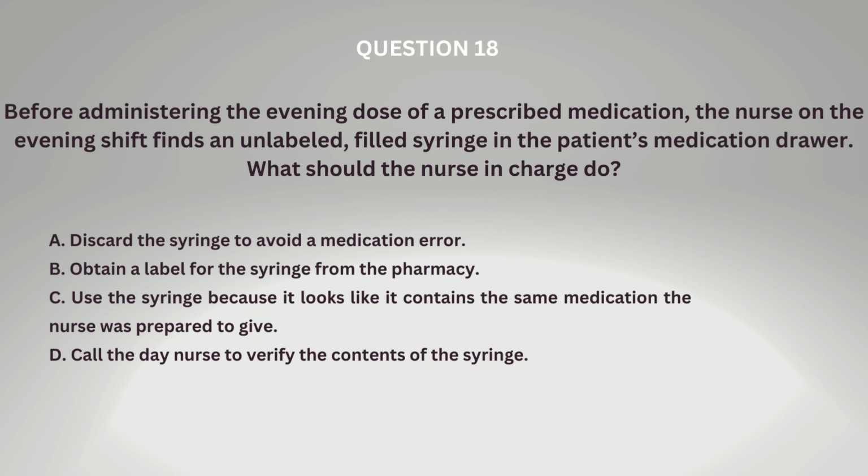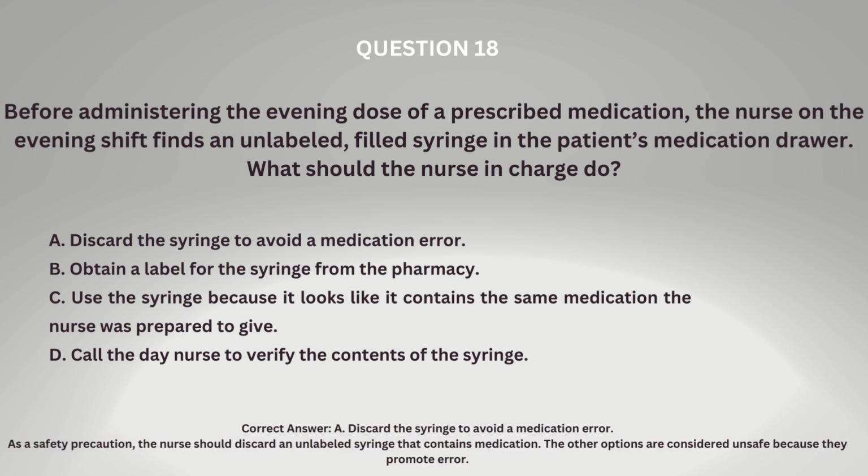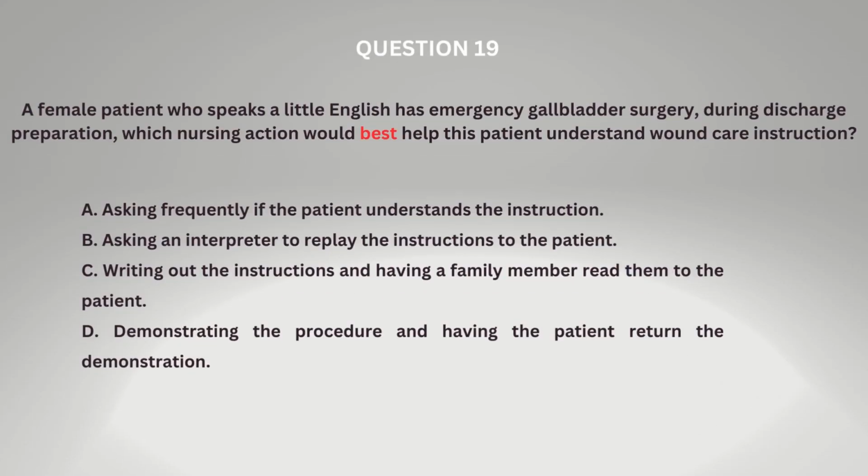The correct answer is A. Discard the syringe to avoid a medication error. As a safety precaution, the nurse should discard an unlabeled syringe that contains medication. The other options are considered unsafe because they promote error. A female patient who speaks a little English has emergency gallbladder surgery. During discharge preparation, which nursing action would best help this patient understand wound care instruction?